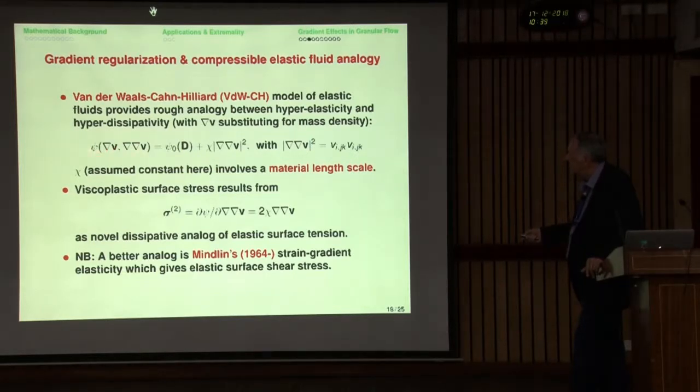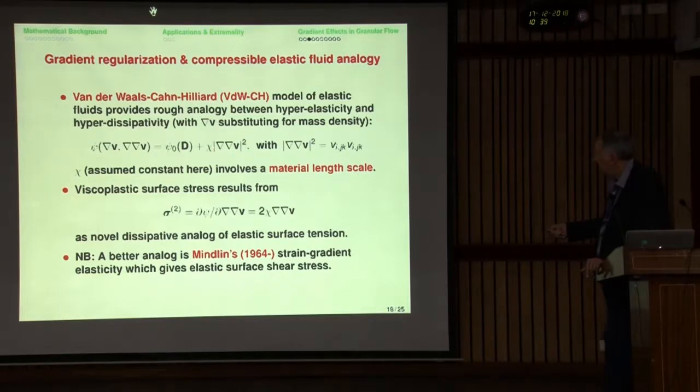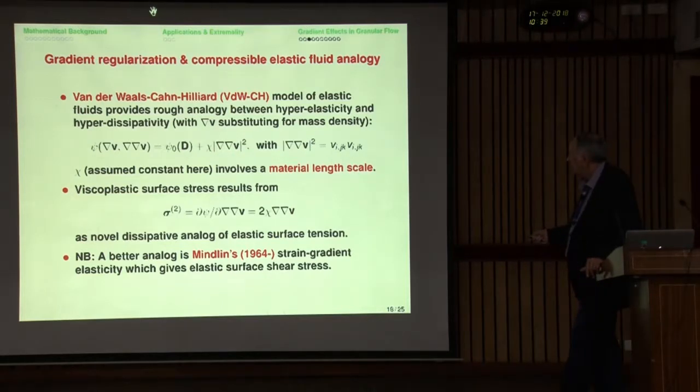So the Helmholtz free energy involves a term that is non-convex depending on density, which leads to instability. Then we have an energy penalty on gradients, in our case a dissipation penalty, that serves to regularize things. In the case of the Van der Waals Cahn-Hilliard model, this term gives rise to surface tension, and it gives rise to a diffuse interface instead of a sharp interface, with a length scale associated with it.